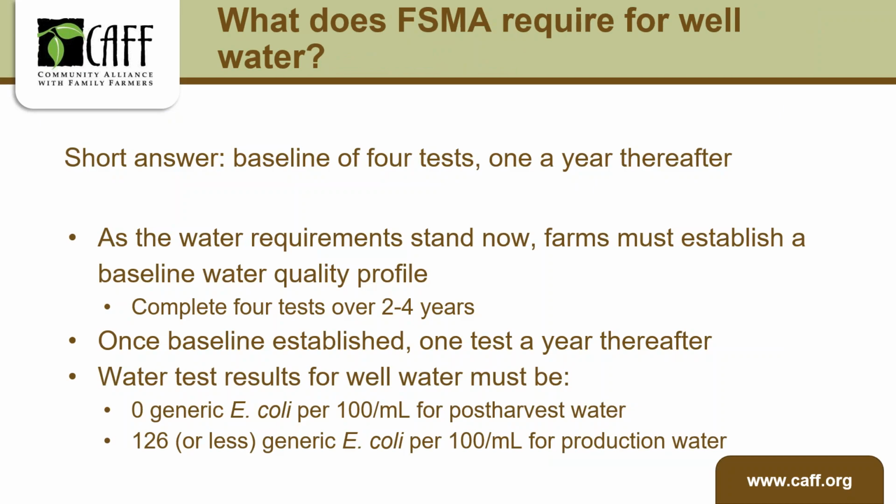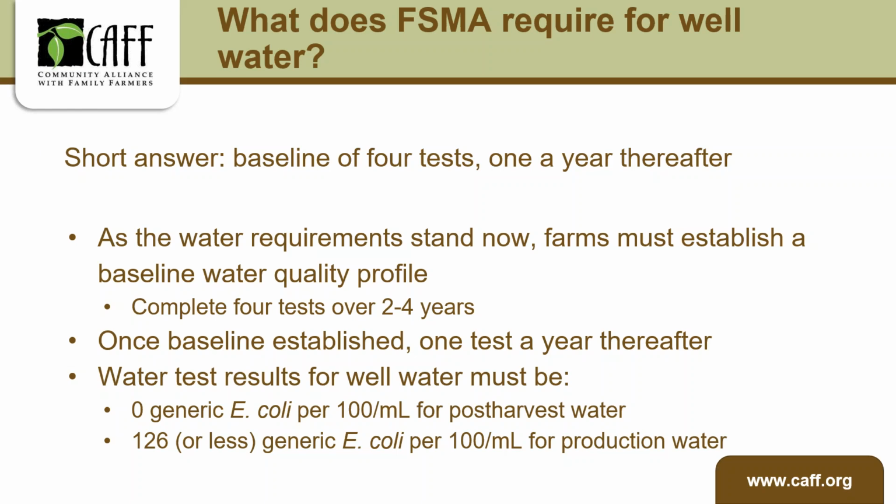Okay, so if you're not familiar with what the water requirements under FSMA are for a farm that needs to be in full compliance, well, what does FSMA require for well water? The short answer is you need to do a baseline of 4 tests and then 1 a year thereafter. So as the water requirements in FSMA are right now, farms must establish a water baseline for each of your wells, and you do that over 2 to 4 years by taking 4 tests over 2 to 4 years, and then you create this baseline water quality profile. And then once you have that baseline established, the law requires you take at least 1 test a year thereafter.